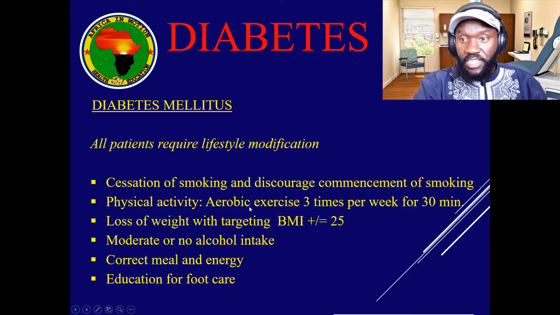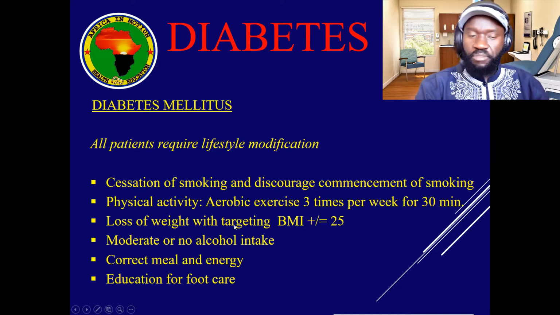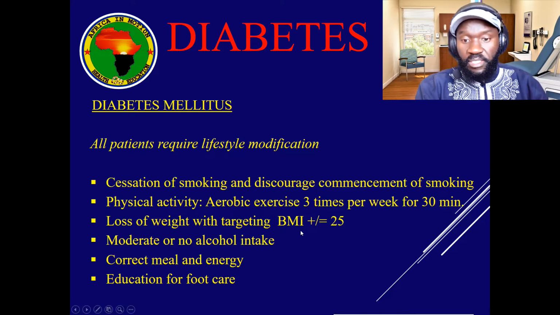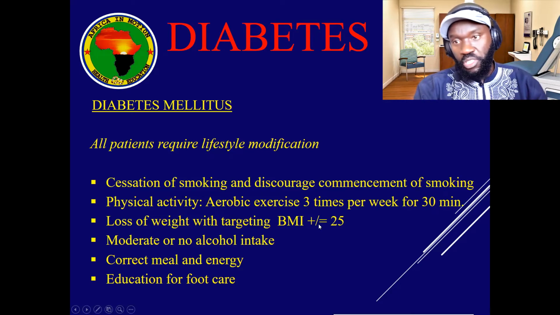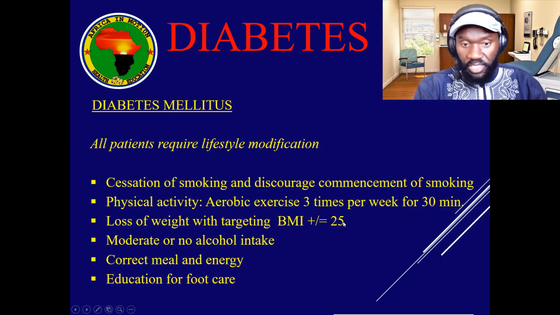Aerobic exercises, we advise to do exercises at least 3 times per week for 30 minutes. If you cannot do it every day, just try 30 minutes every week. We saw body mass index. We should always try, if we can, to keep it between 20 and 25. It should not really go above 30. Above 25, it's overweight. We know that. Moderate or no alcohol intake.